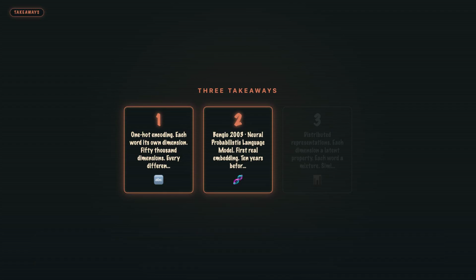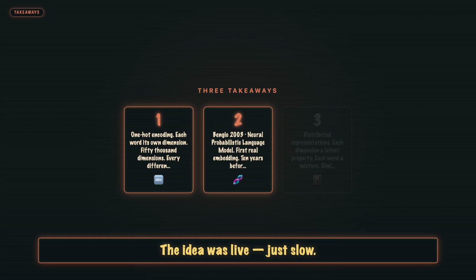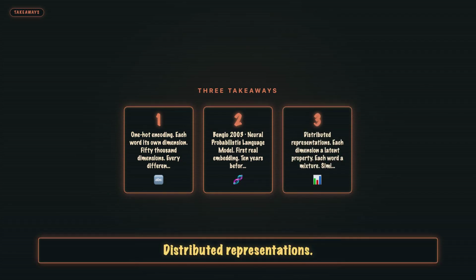First real embedding, 10 years before Word2Vec. The idea was live, just slow. 3. Distributed representations. Each dimension a latent property, each word a mixture. Similar words land near each other. Generalization comes free.